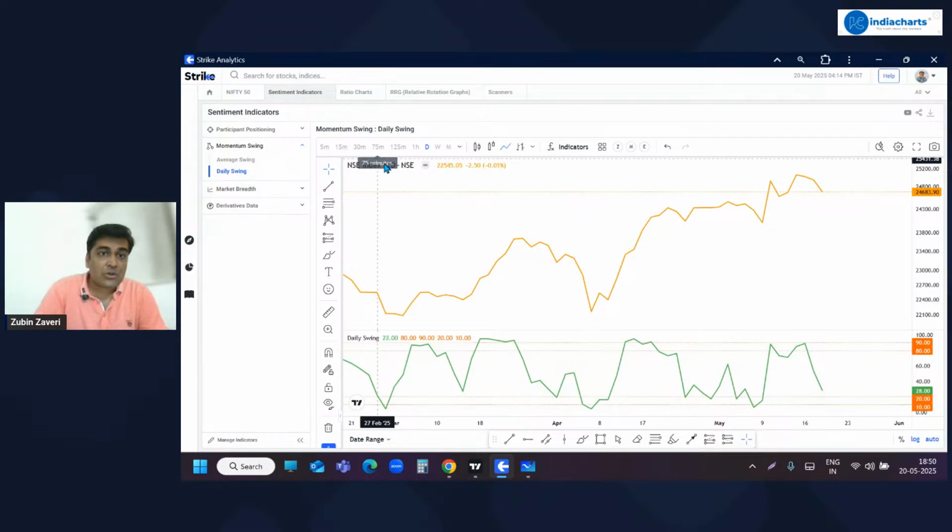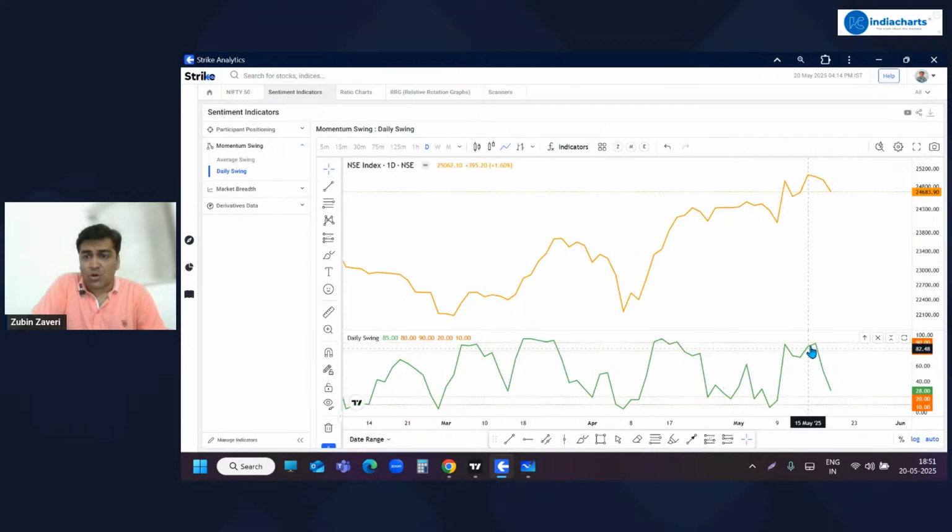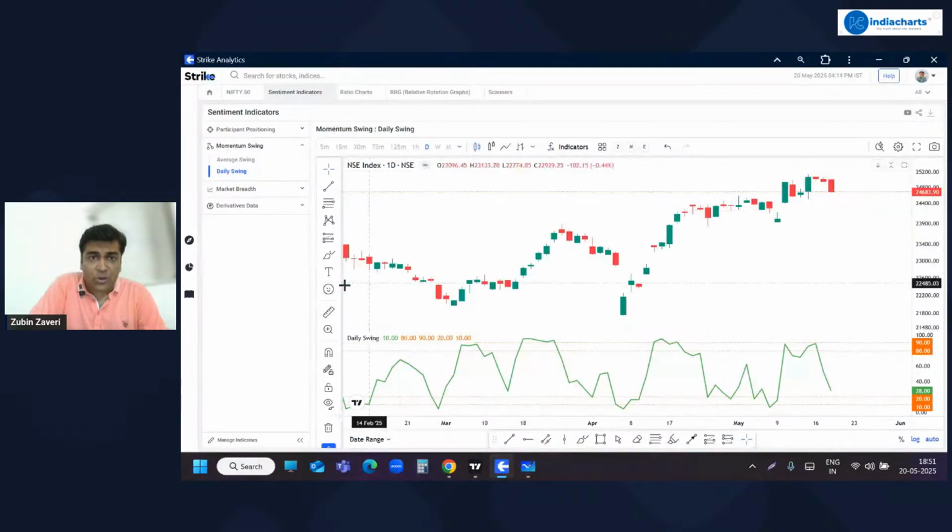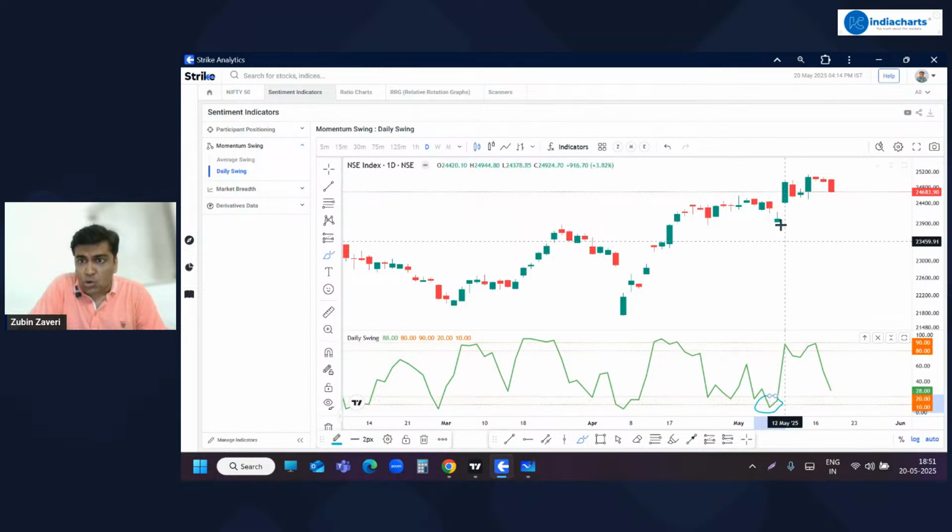So what you will get over here is something called sentiment indicators. I'll not get too deep into the daily swing and average swing, but it is a momentum indicator which gives you the overbought and oversold condition on only the daily time frame chart of Nifty. Whenever the indicator becomes oversold, for the next couple of days we can see a nice bounce back.